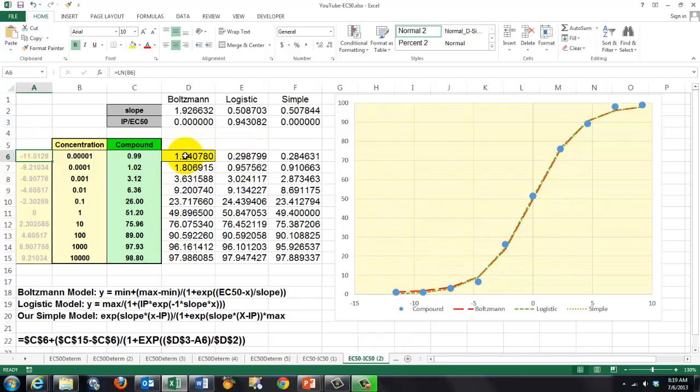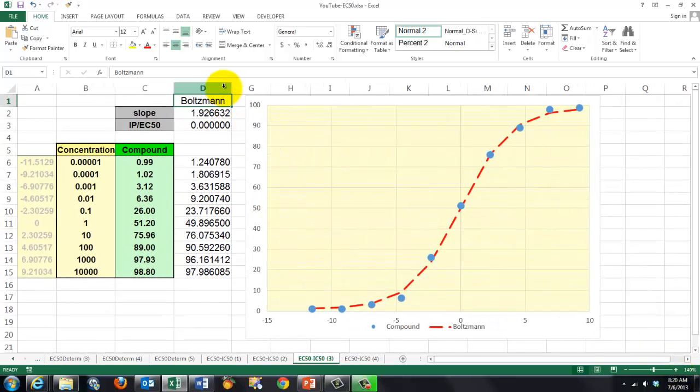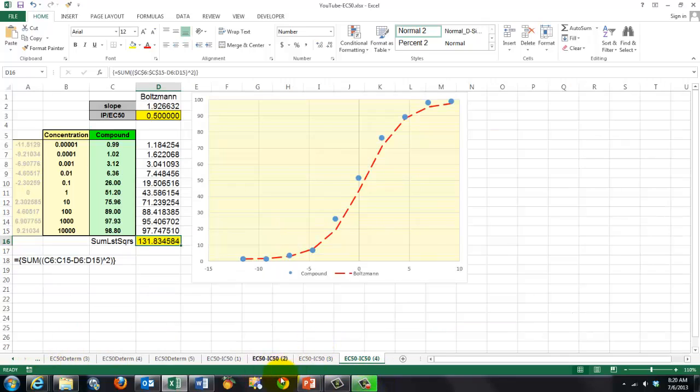Then I use my formulas. The first one in D6 uses the Boltzmann model, so it uses this equation, and it does that with this formula. And all the others do something similar. When you want to just see one of them, you can hide columns E and F, and you will only see Boltzmann. Then you can hide D and show only E, and finally F, etc. And you will see that all those curves usually nicely fit. Some situations may not have the perfect fit. We will deal with that in another way.